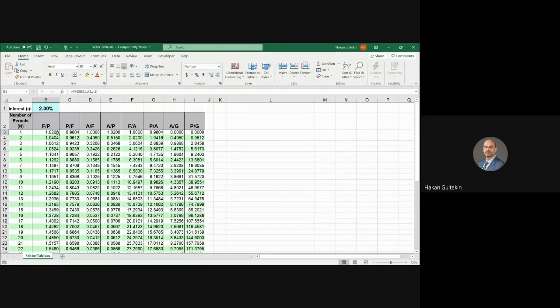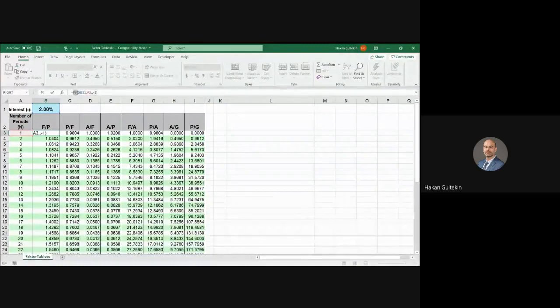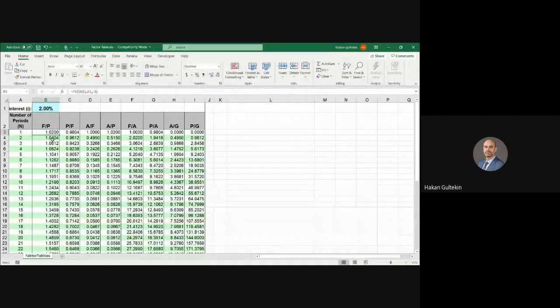As you can see, the first one has this formula over here. The FV, okay, B1, A3, -1. This FV is a future value. It means future value. And then inside it, it has a number of arguments. When you write those arguments, it calculates the factor automatically.